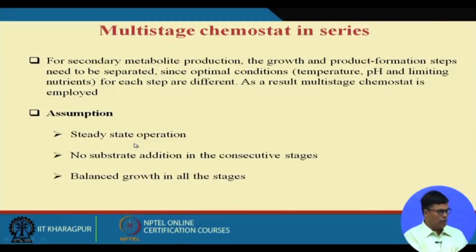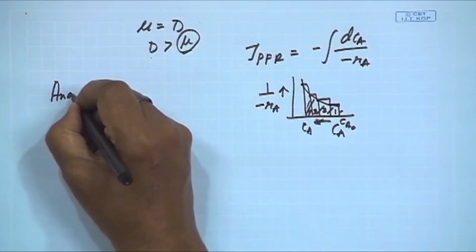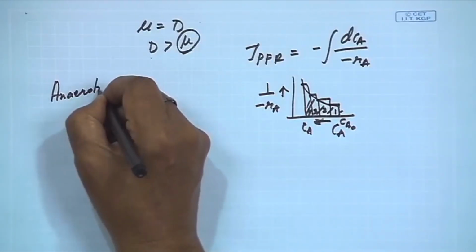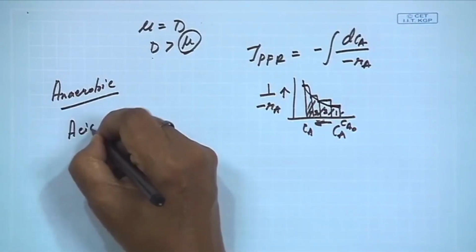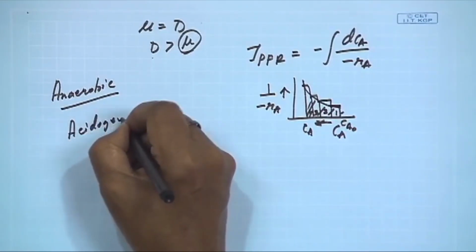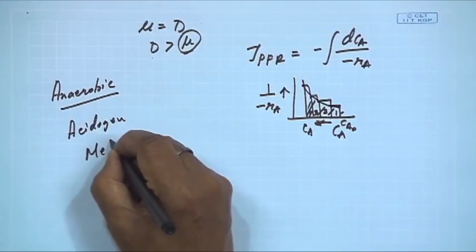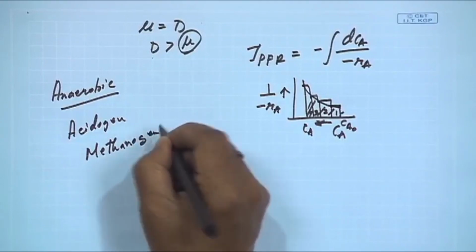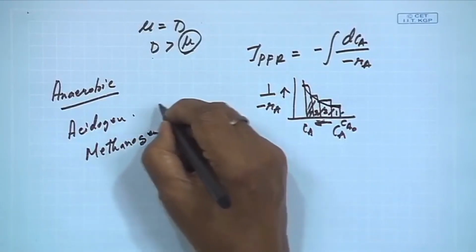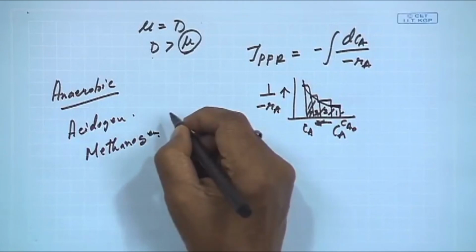Not only that, I can tell you this is very interesting, that in the anaerobic digestion process we have two types of culture. One is called acidogens and another is methanogens. The acidogens are fast growing as compared to methanogens.